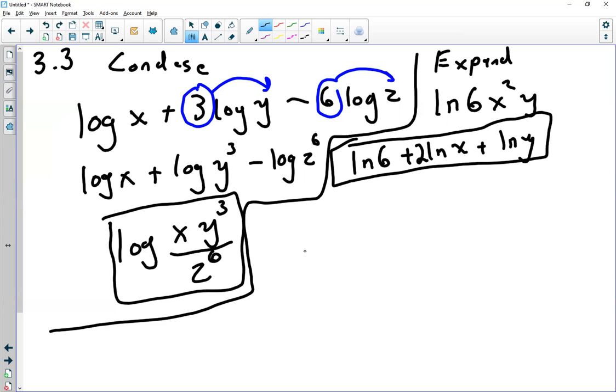Expand, condense. Is that it? Oh, and then 3.4 is the actual equations.